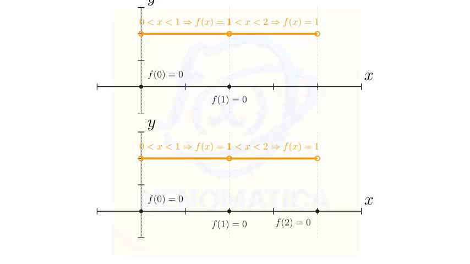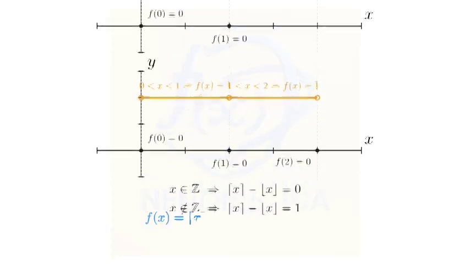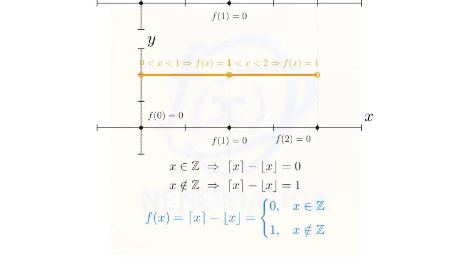Step 2. Generalizing the pattern. If x is an integer, the ceiling equals the floor, so the difference is 0. If x is not an integer, the ceiling is exactly 1 more than the floor, so the difference is 1. We can write the rule compactly as a piecewise function.